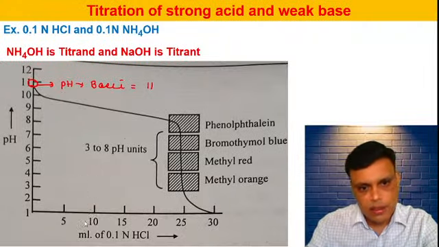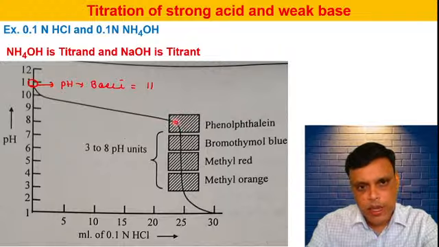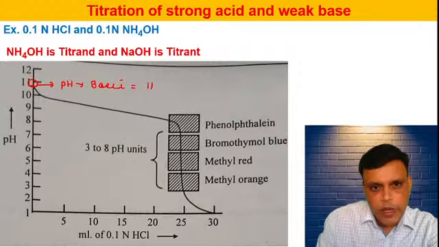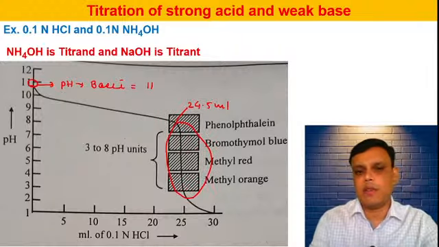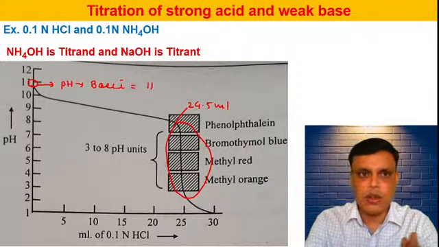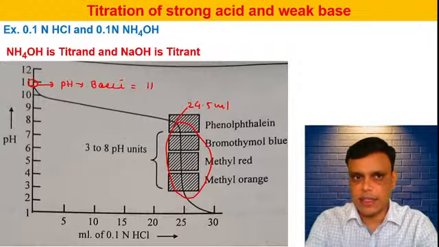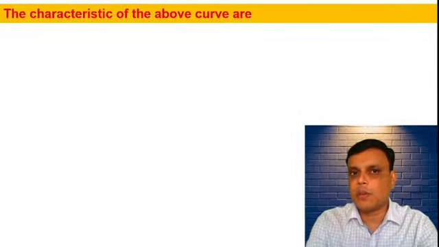And as we keep adding 0.1 normal HCl, 5 ml, 10 ml, 15 ml, the pH will start decreasing slowly, and up to this point, that is 24.5 ml of HCl. From this point a sudden decrease of pH will take place. Okay, so this is the titration curve for ammonium hydroxide and HCl.